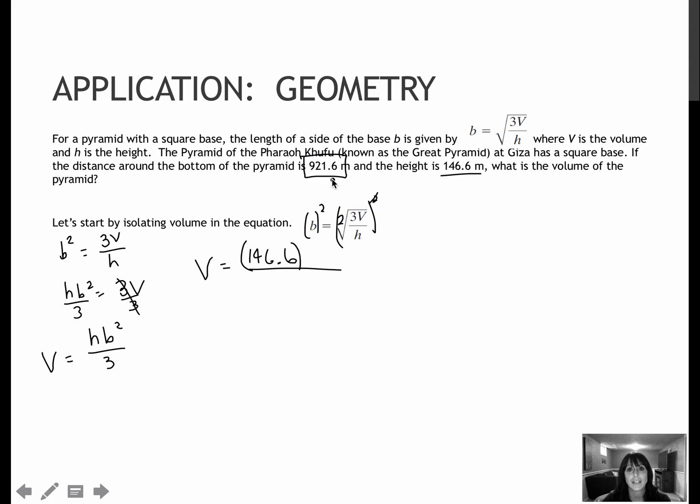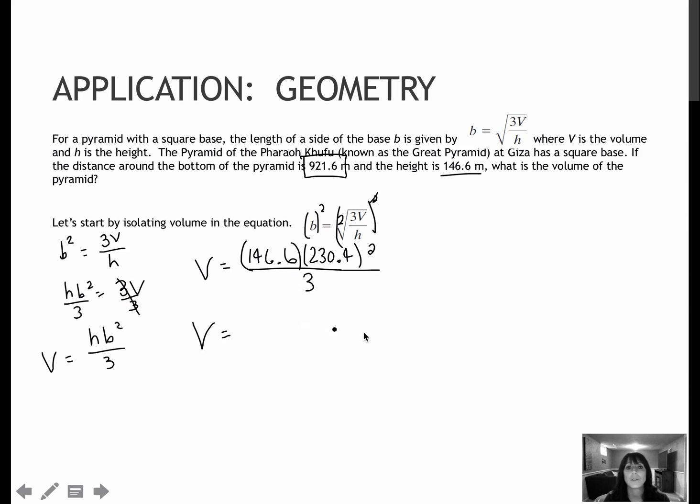So obviously, if I take that divided by 4, that's going to give me the length of one side of the base because it's a square, and so all of the sides are equal. And that gives me 230.4. But I'm going to square that value. And then, of course, I'm going to divide all of that by 3.